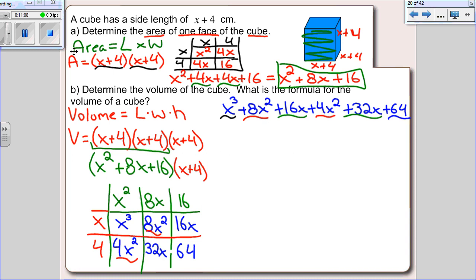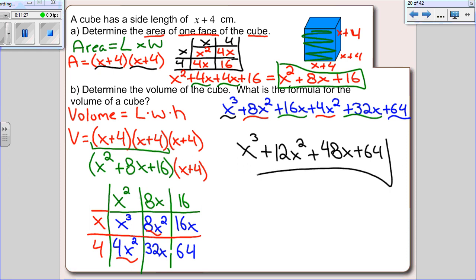So if I was to combine these like terms, I'd have x to the power of 3 plus 12x squared plus 48x plus 60. And that's as much as I can combine because you have different exponents on every single letter now. Anybody have any questions?